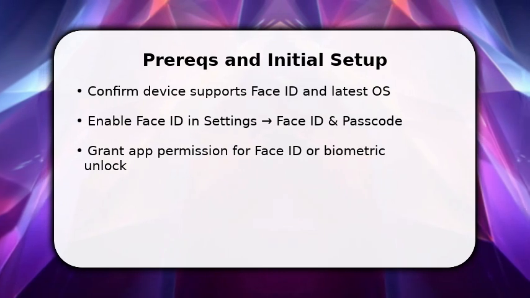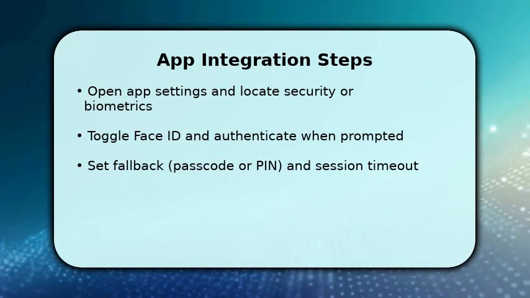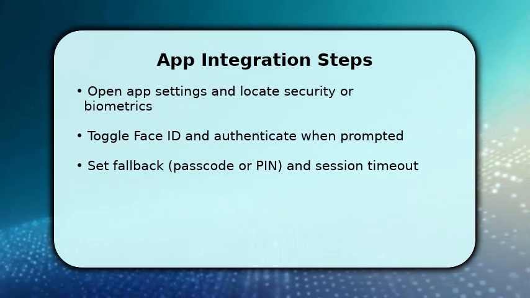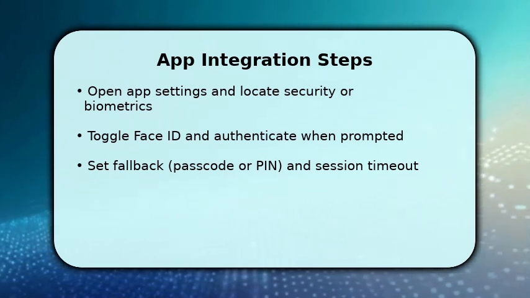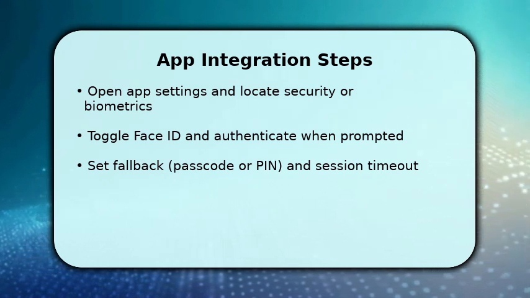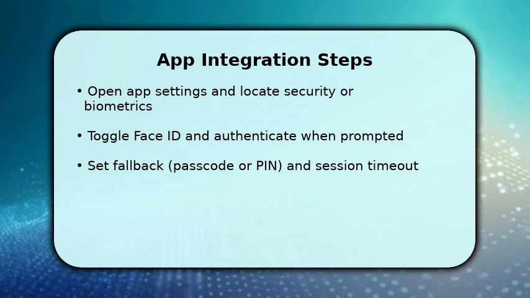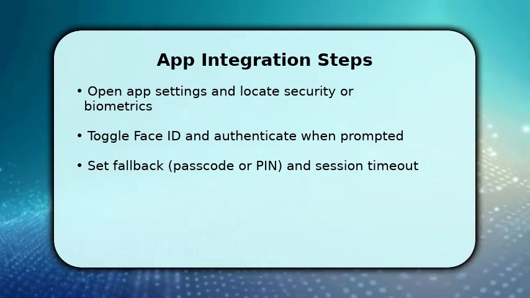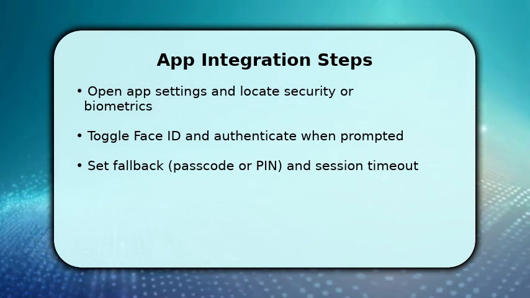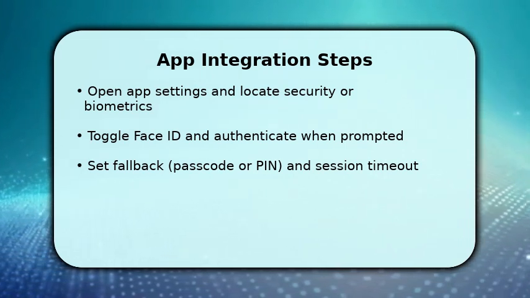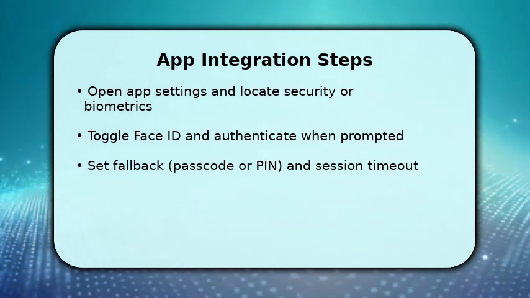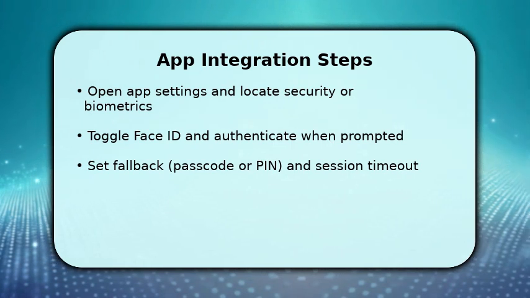Next, open the app and go directly to its security or account settings where biometric options live. Toggle Face ID on, and when the system prompt appears, authenticate using your enrolled face. This links the app to the device keychain. Make sure to configure fallback methods such as a passcode or PIN for edge cases and set a sensible session timeout to balance convenience and security. Once linked, test unlocking or sensitive actions to confirm the app recognizes your Face ID reliably.